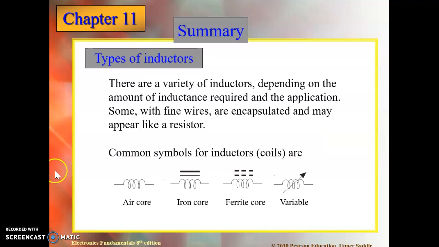We have different types of inductors. There are a variety of inductors depending on the amount of inductance required and the application. Some with fine wires are encapsulated and may appear like a resistor. Common symbols for inductor coils are, this is the one mostly used, just a symbol of the inductor. If we have something packaged, it will come out like this, indicating that we have an iron core, we have a ferrite core, and of course we have variable inductors. So whenever something is variable, you have an arrow going across, indicating that it is a variable value.